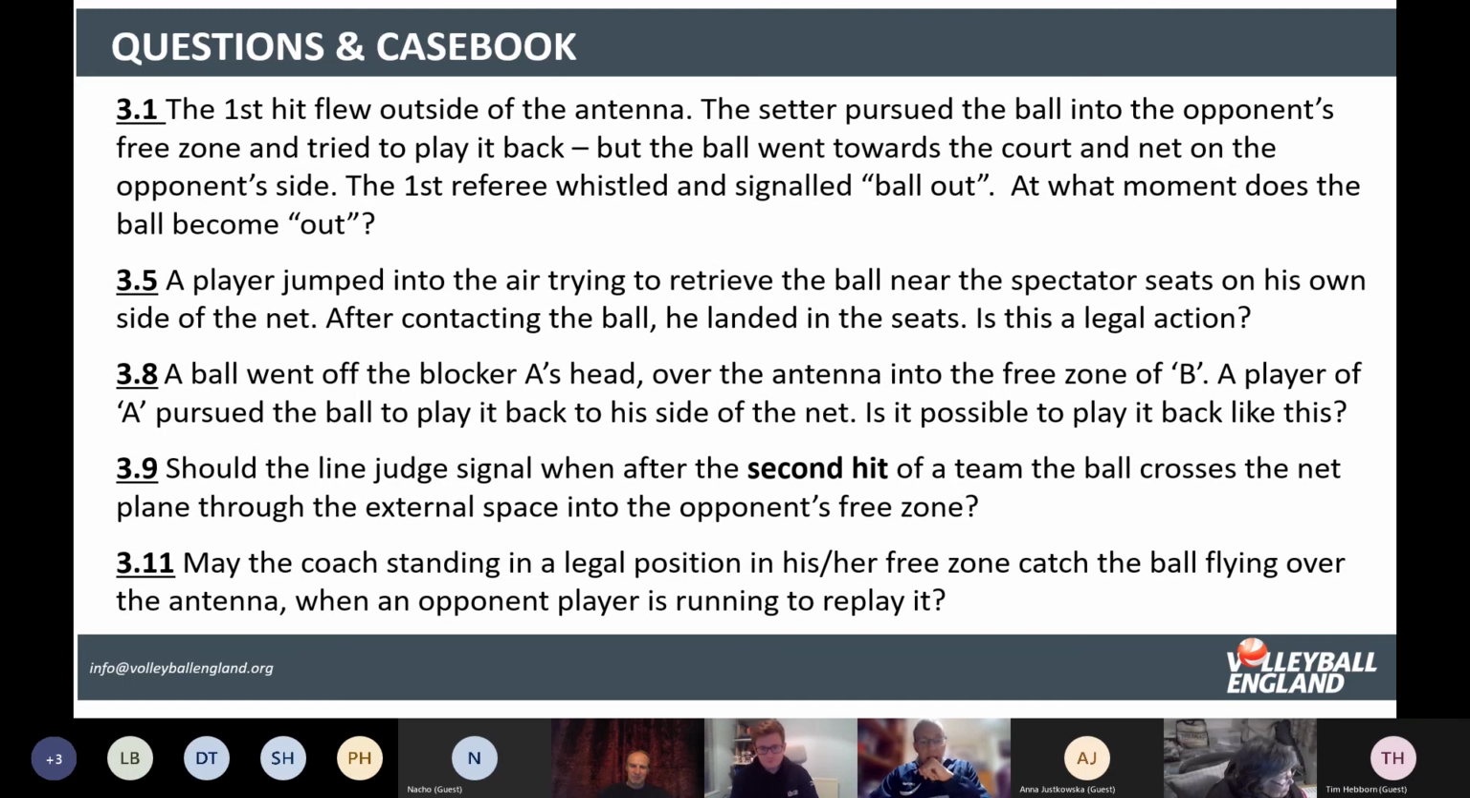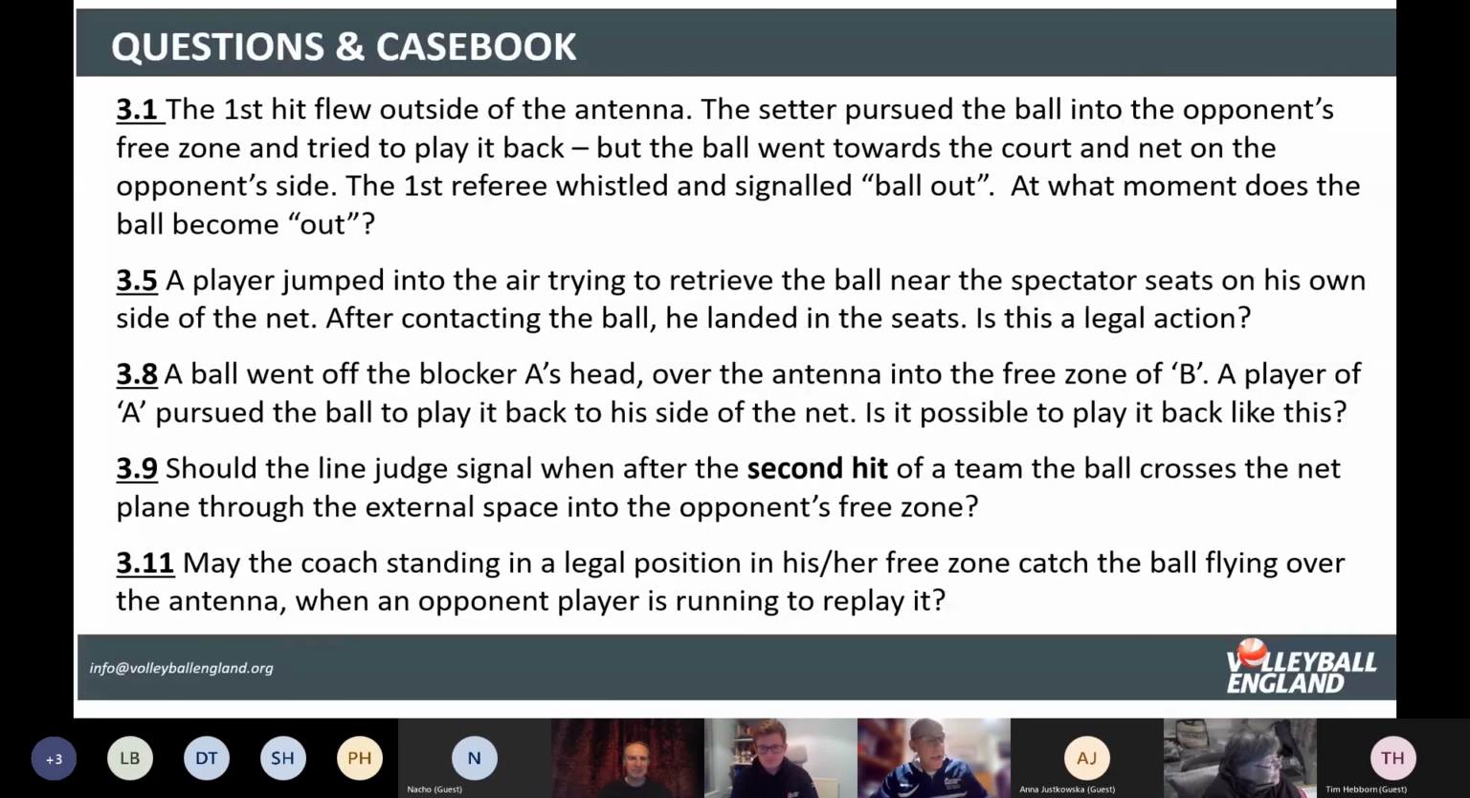Okay. And 3.11 is simply a question about Nikola Grbić, and therefore we don't need to cover that one again, because that's the case at which that clip of Grbić comes from. Okay, and I think that is all I had. Yeah, absolutely. So have we got any questions or anything anybody wants to raise?